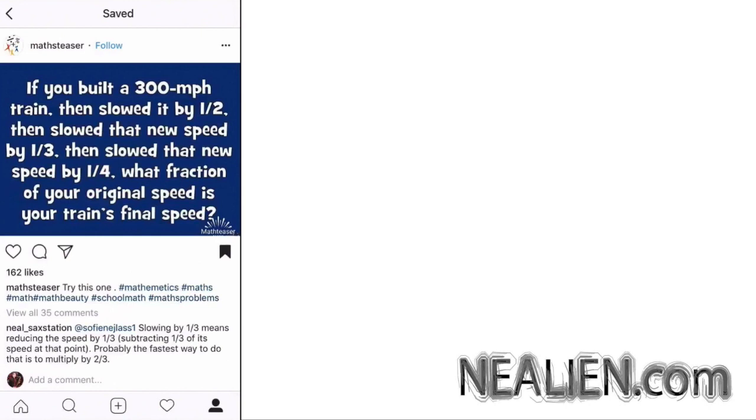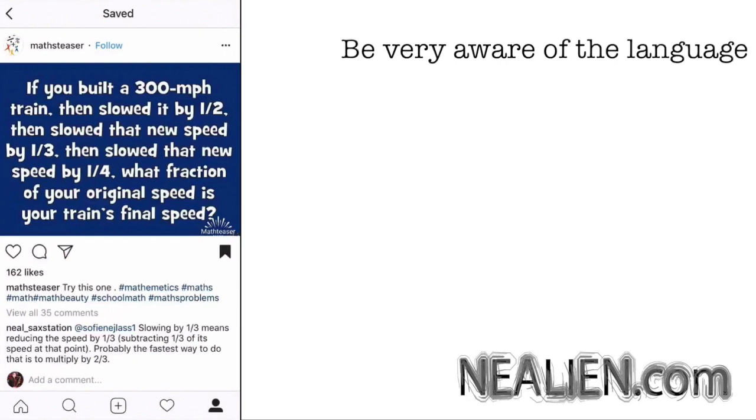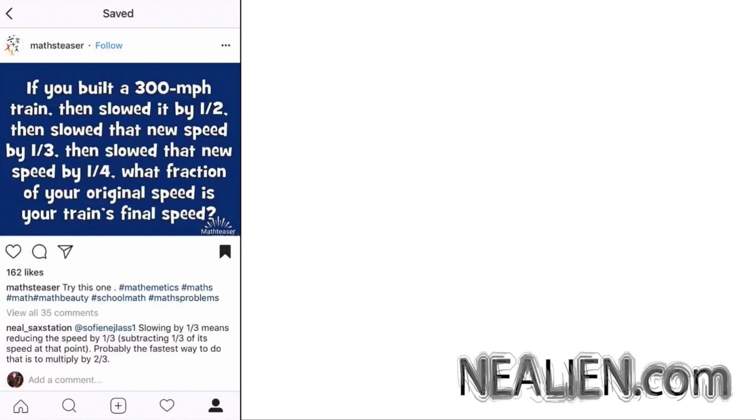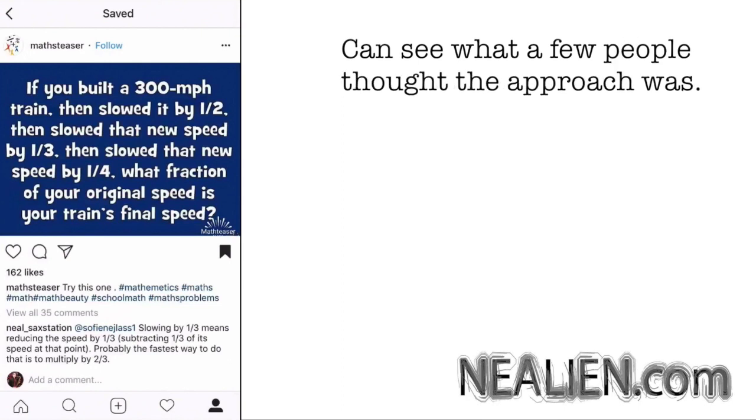what fraction of your original speed is your train's final speed? Basically, I think this is a fairly straightforward problem if you understand the language. If you misinterpret some of the statements in the problem, you're going to get an answer that's pretty far off. So let's check out what some people thought the answer was.